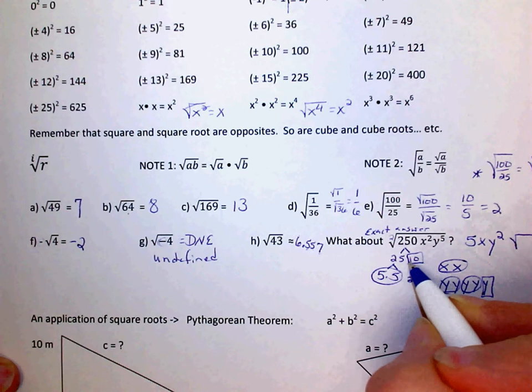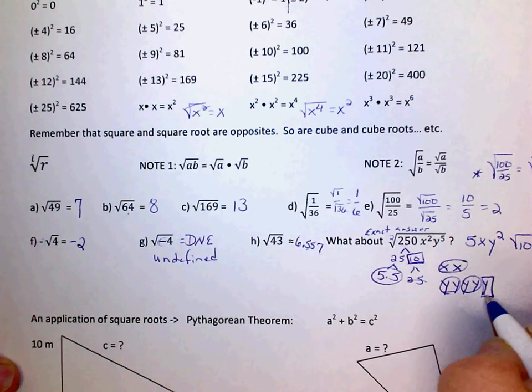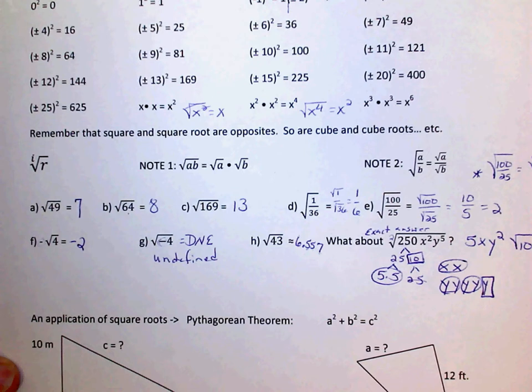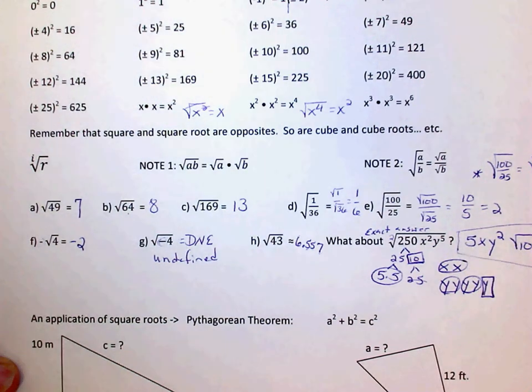Anything that isn't paired up, you put a box around, and you put it back into your radical. So an exact answer looks like this. It isn't pretty, but it's still what you got to do.